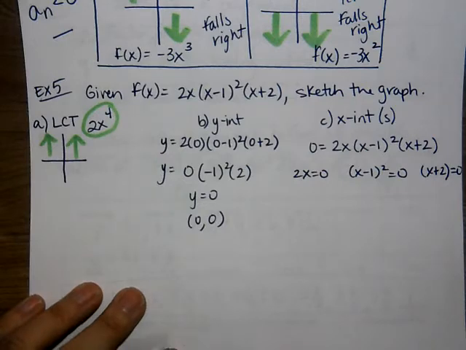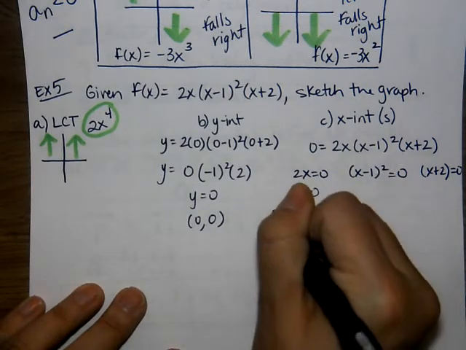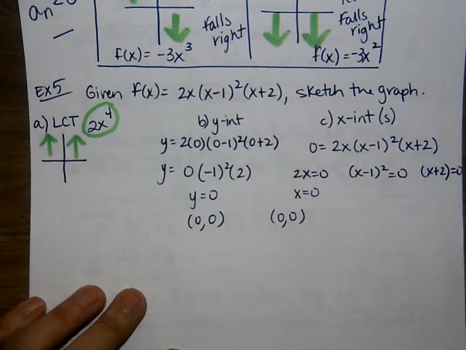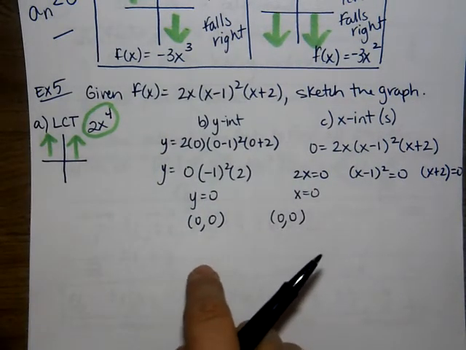So I just use the zero product property. I solve and I get x equals 0. So one of my intercepts is (0, 0), which makes sense because I already got a y-intercept of (0, 0), so that's also an x-intercept.